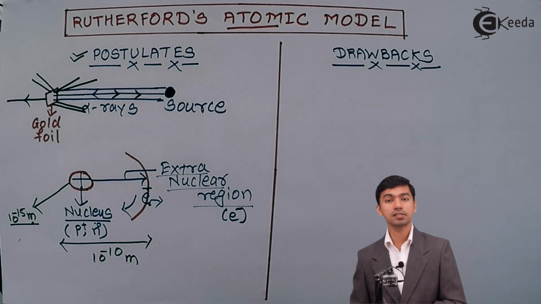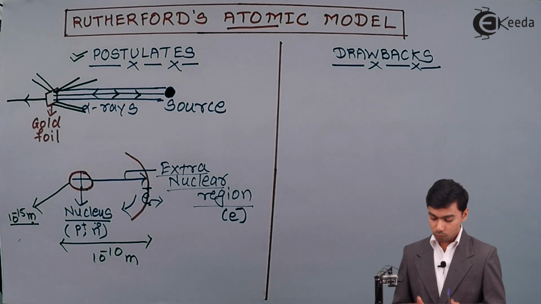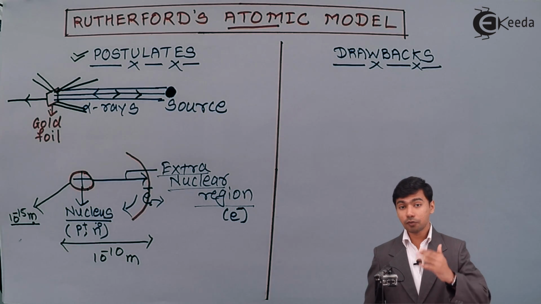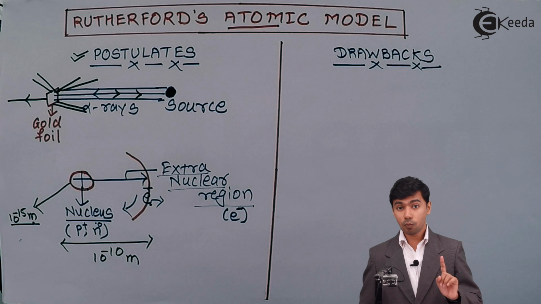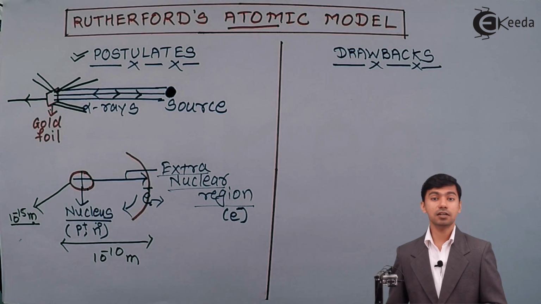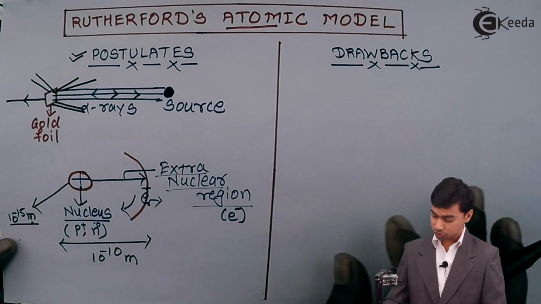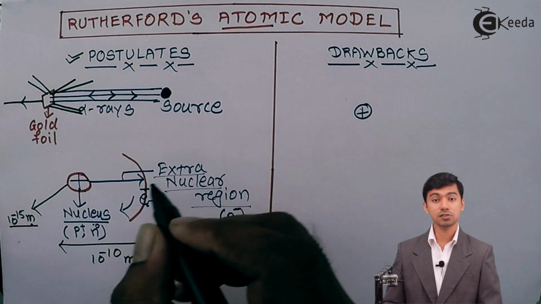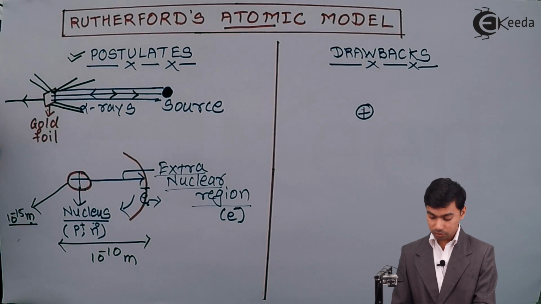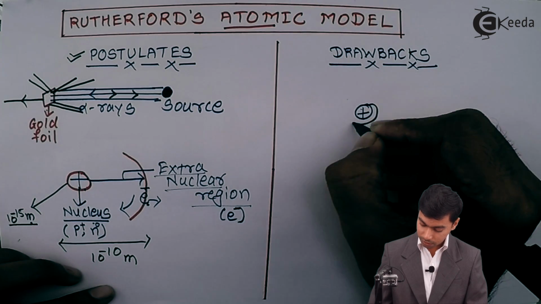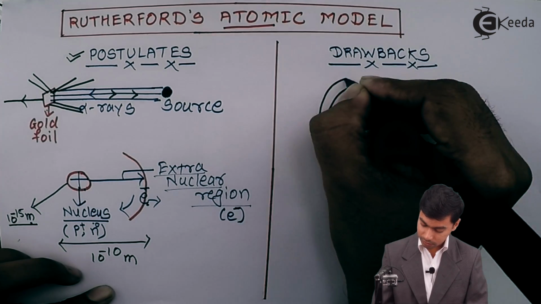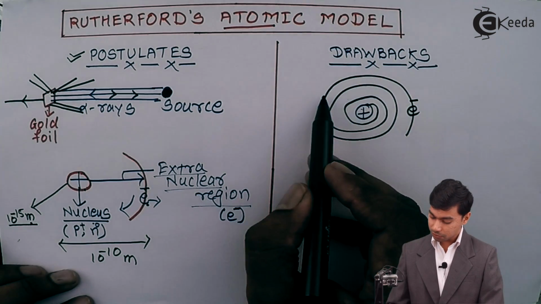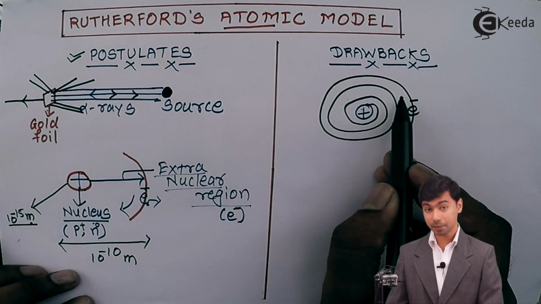Now we can move towards the drawbacks of this atomic model. According to Rutherford, the electrons are revolving around the nucleus, but while revolving, they are emitting certain kinds of energies. Because of this assumption, he made a model of an atom like this. That means this is the nucleus, which is the center of an atom, and around this, the electrons are revolving around the nucleus in this fashion. Suppose an electron is here and it is continuously revolving around this nucleus while emitting energy.